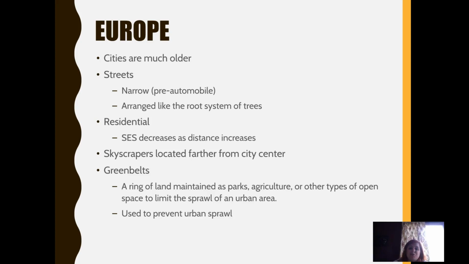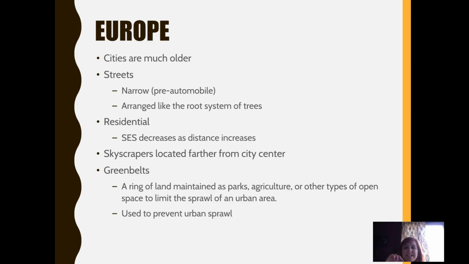European models, streets are a lot more narrow because they're old cities. They were developed before cars. Arranged like root systems of trees. Lots of North American cities are grid systems, right? That's why you have a first street, second street, third street, fourth street, right? Not so in Europe. It's all over the place. Skyscrapers are located further away from the city center.